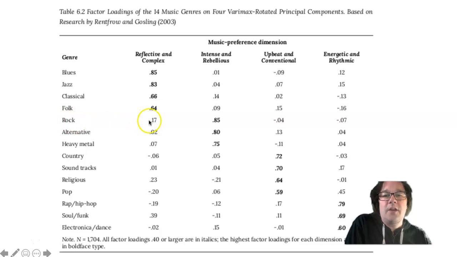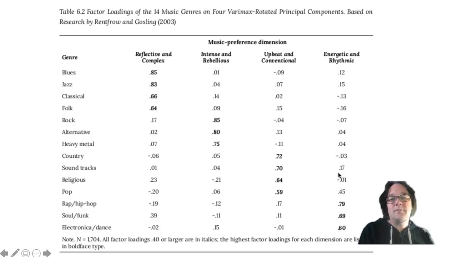Then we go to rock, and what is rock music's association with factor 1? A correlation of 0.17. That's like nothing there. But wait, 0.85. Rock music seems to be associated with factor 2, whatever that might be. And you go down the list and you can see on this table, the factor loadings have been bolded for you, right?